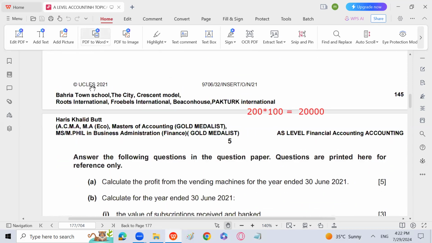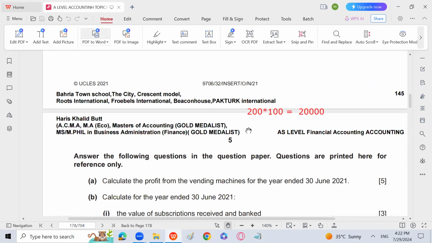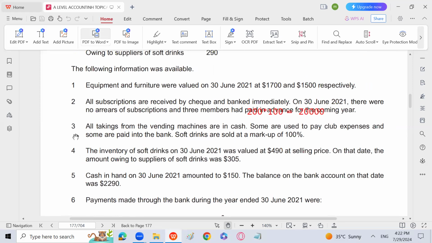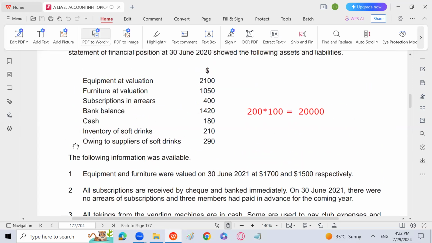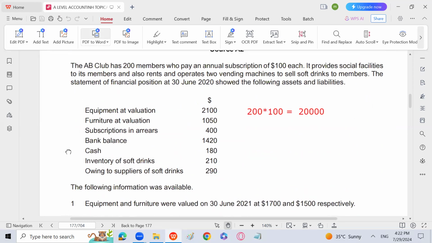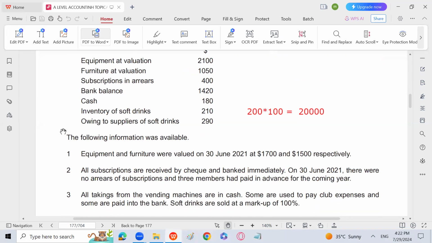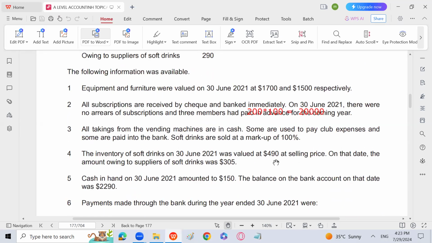Calculate the profit from the vending machine for the year ended 30th June. So basically, he is asking us to find the profit from vending machine. It's just like a vending machine trading account actually. And for that trading account, you know that if opening and closing inventory is given, so opening inventory is given and closing inventory is also given. So we have to prepare the trading account, but it is given on selling price, so we have to convert it to cost price.